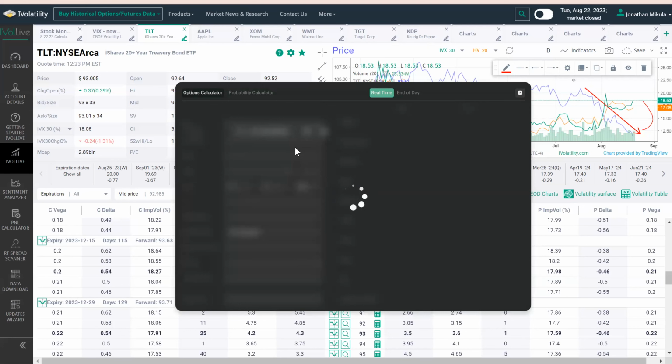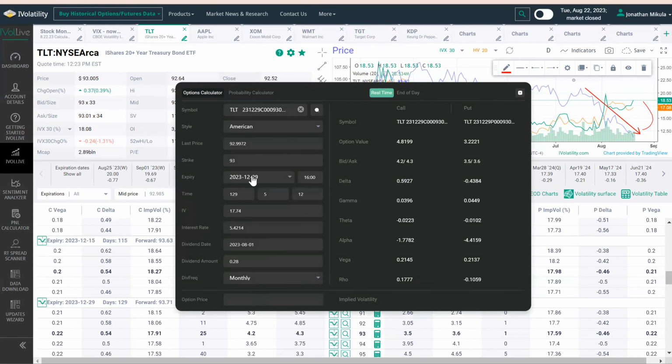Options calculator, again, we could come here and we could play market maker. We could do things like, what happens if instead of 129 days out, we're 30 days out, and what happens if implied volatility goes nuts going into November, December. So we go from 17 to 50, for example. And then interest rates go higher. So they go to 5.8%, right?